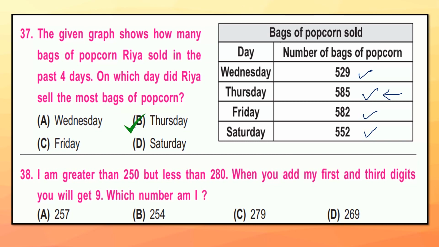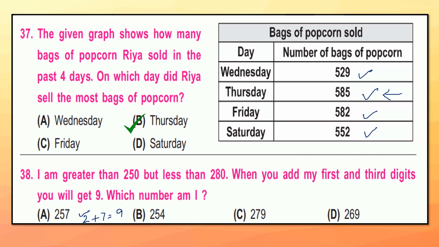Question number 38. I am greater than 250 but less than 280. When you add my first and third digits, you will get 9. Which number am I? Let us look at the options. Option A, 257. Option B, 254. Option C, 279. Option D, 269. 257 is greater than 250 and less than 280. The first condition is satisfied. If you add the first and third digit, 2 plus 7, it gives us 9. So all the conditions are satisfied, but let's look at options B, C and D.